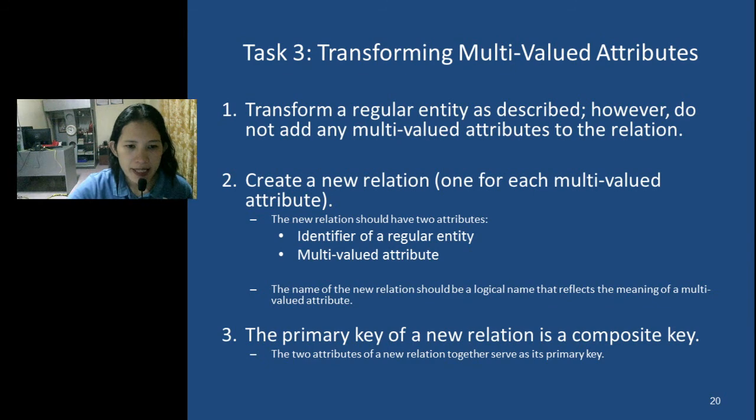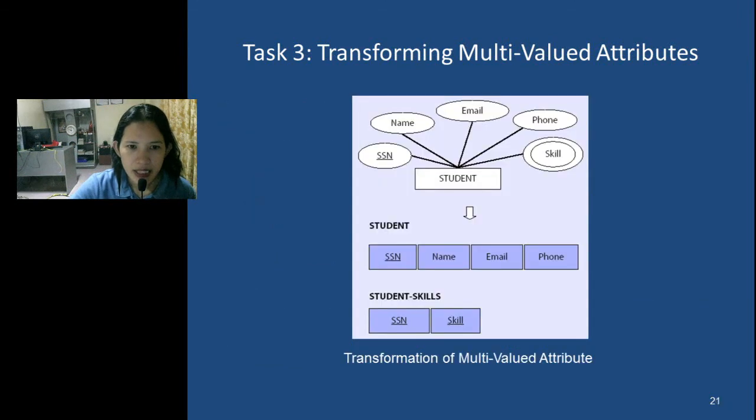Third step is the primary key of the new relation is a composite key. The 2 attributes of the new relation together serve as its primary key. Let's take a look at an example. Here we have the student relation and it has an attribute skill, which is a multi-valued attribute. Now, what we are going to do here is create the relation student, and then copy the simple attributes, which are SSN, name, email, and phone.